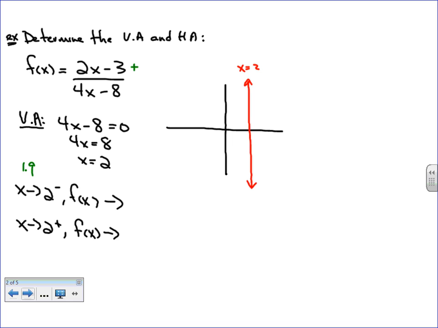1.9 times 4 minus 8. Is that going to be positive or negative? Because 1.9 times 4 is going to be less than 8, right? And then subtract off 8 is going to be negative, right? So then a positive divided by a negative is negative, so it's heading towards negative infinity.